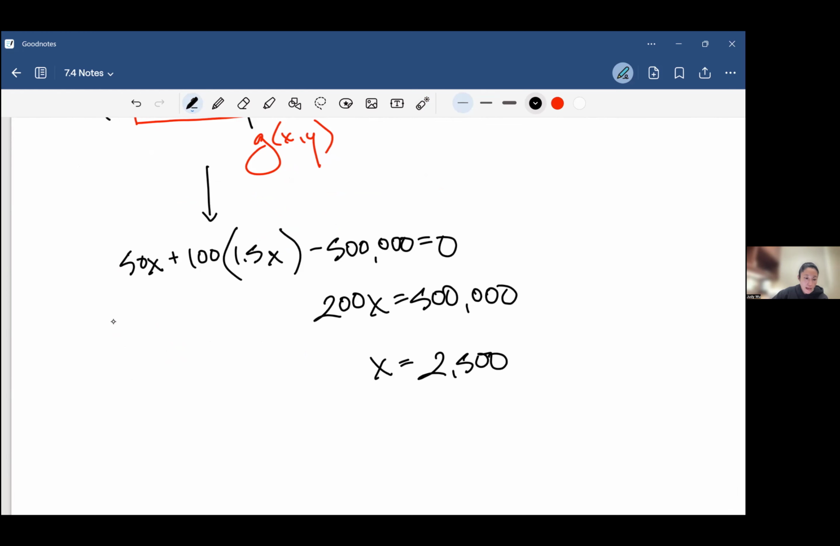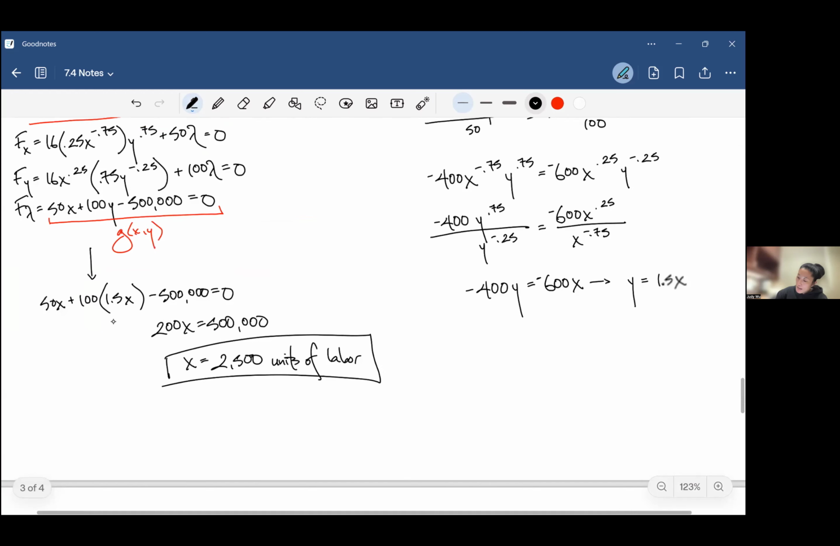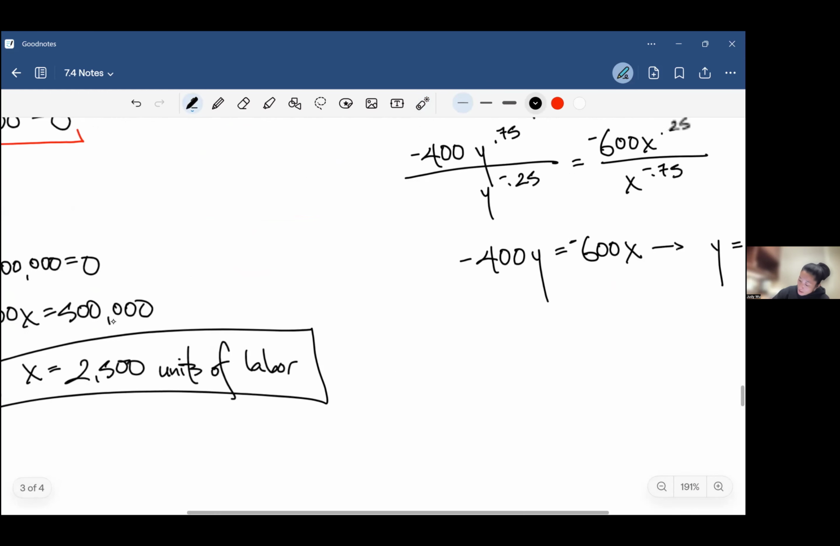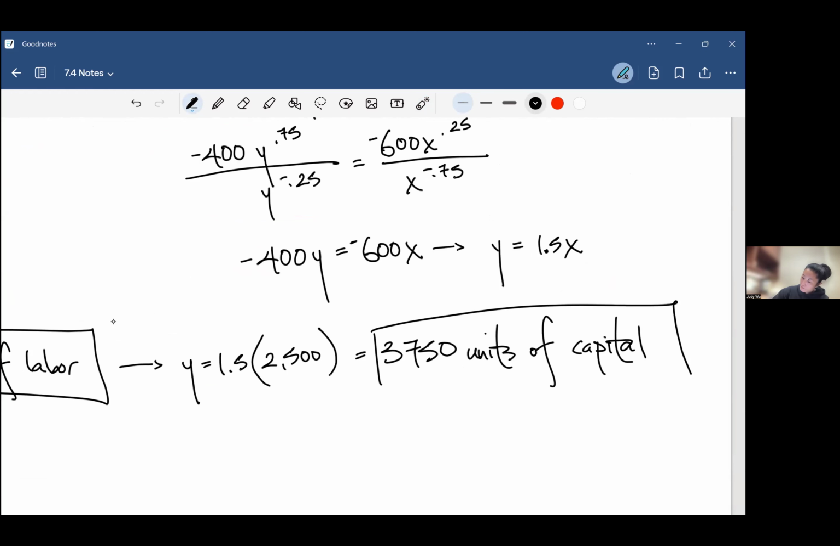And if I divide by my 200, I should get x equals 2,500. Okay. And that x is measuring the units of labor. All right. And now that we've got an x value, we can plug it back into y equals 1.5x and we get our y value, okay? So y equals 1.5 times x, and that gives you 3,750 units of capital, okay?